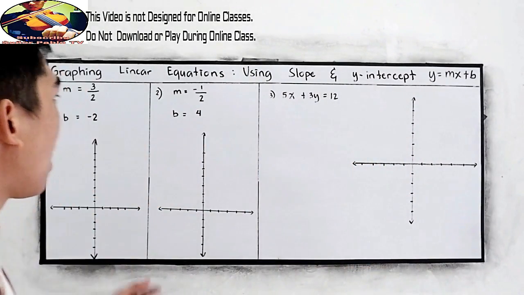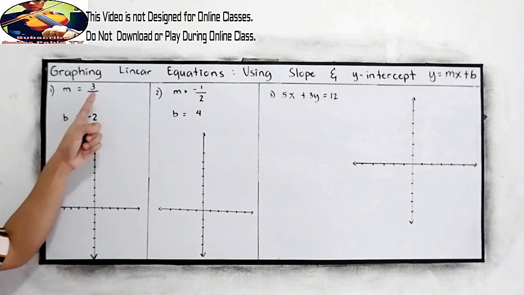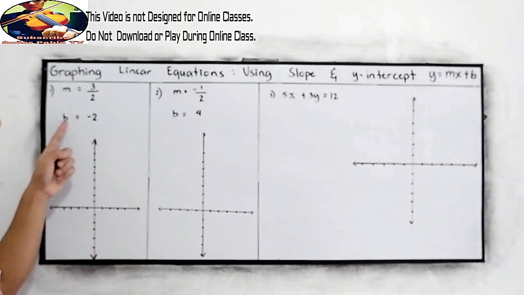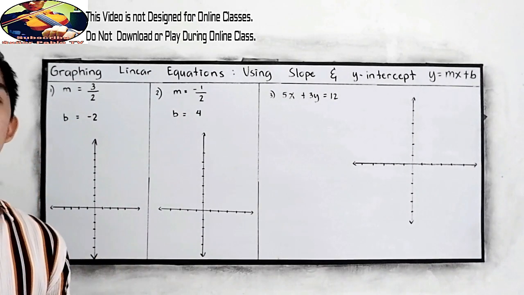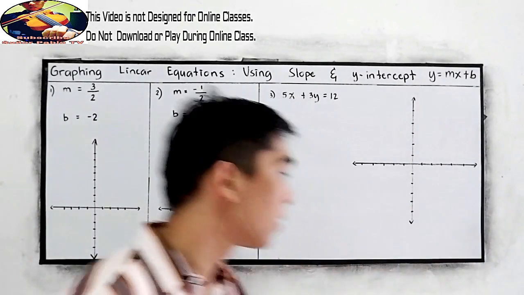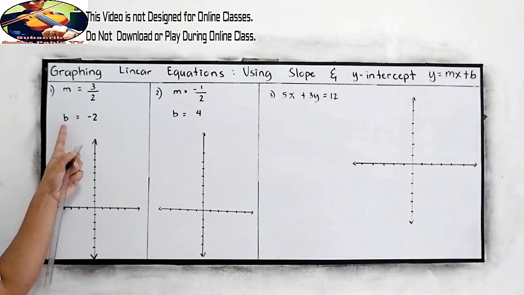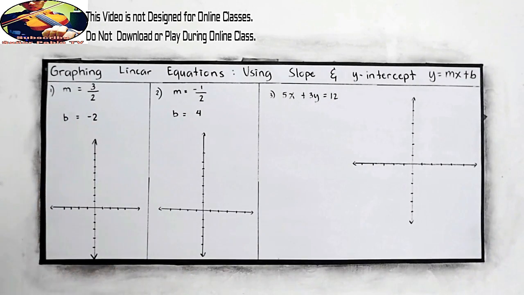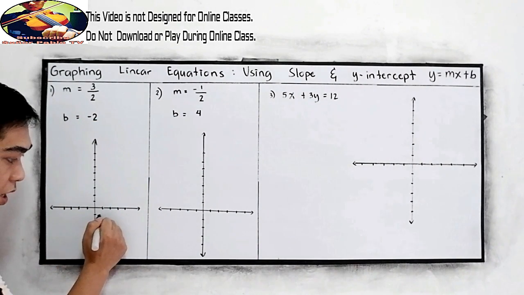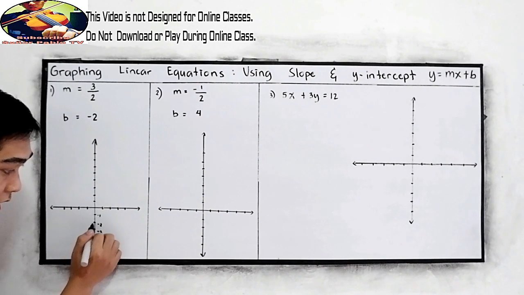So let's say we have our number 1 given, m, or the slope, is equal to 3 over 2. And the y-intercept is equal to negative 2. To graph in our Cartesian plane, let us first locate our y-intercept, that is negative 2. So in our y-axis, find negative 2. Negative 1, negative 2, negative 3, negative 4, negative 5, negative 2. That would be our first point.